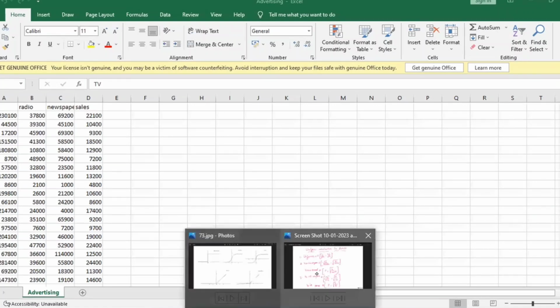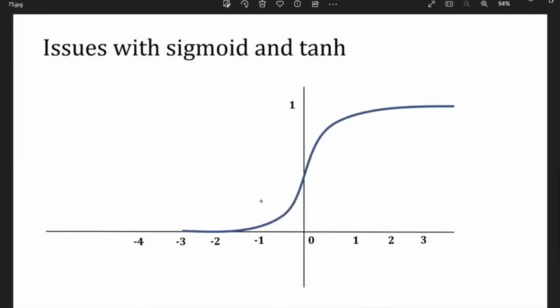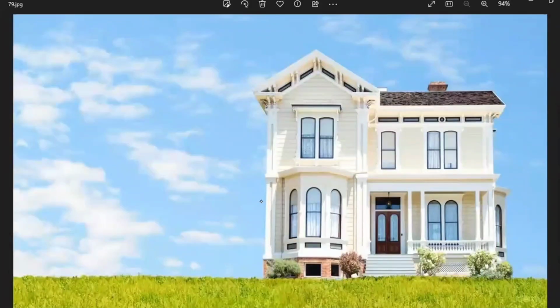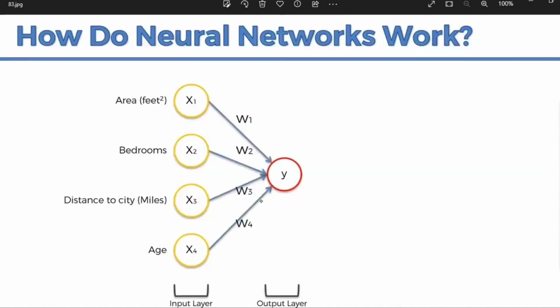Now, how is it going to work? Once the activation functions are completed and the neural network design is completed, now I'm fitting the data. When I fit the data, what happens? Till now, we have only seen how to create the neural network. Now, once we fit the data, the calculation starts. For example, here we have a house. In this house, we have the input features like area, number of bedrooms, distance from the city, and age. These are the 4 input features, and the output feature is called price.